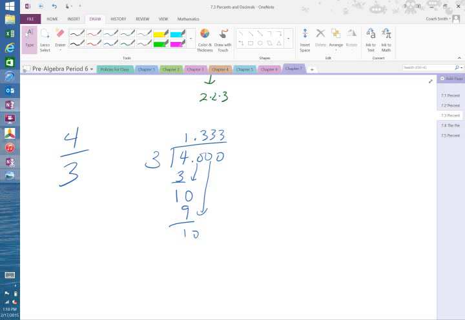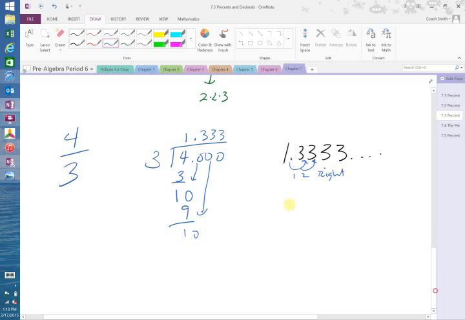Please understand, I'm not going to write all the 3's that we could write. So that gives me 1.333, and it just keeps going. So move the decimal 2 places to the right, once, twice. And that gives me 133.3%, and I put the bar over the 3.